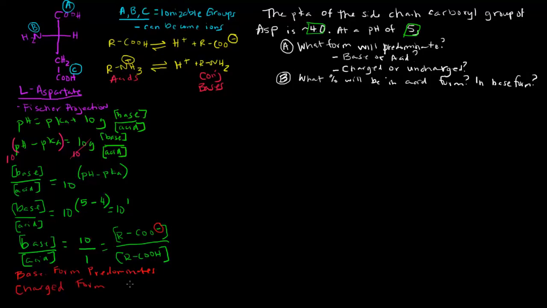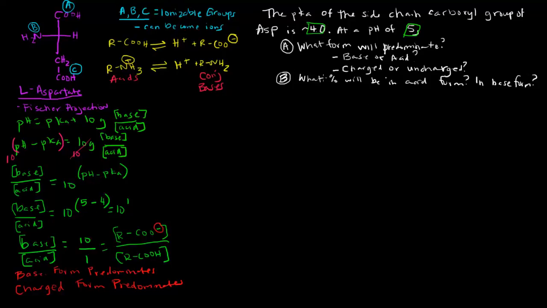Now, it's not always the case that the base form is charged. For instance, in the case of an amino group, if you look up here, the acid form is protonated and carries that positive charge, whereas the base form does not. So bear that in mind when doing problems involving amino groups versus carboxyl groups, okay?